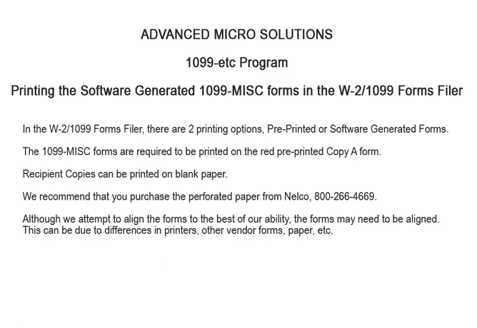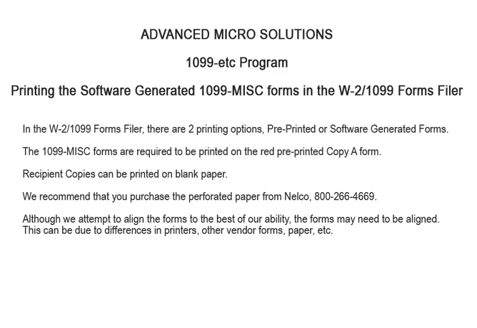This tutorial covers printing the software-generated 1099 miscellaneous recipient copies in the W-2 1099 Forms filer. In the W-2 1099, there are two printing options: pre-printed or software-generated forms. Pre-printed means that you have the pre-printed forms and just need to print the data. Software-generated means the form and the data is printed on blank paper.